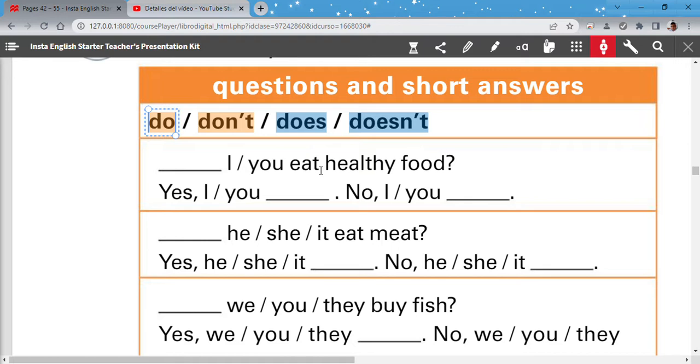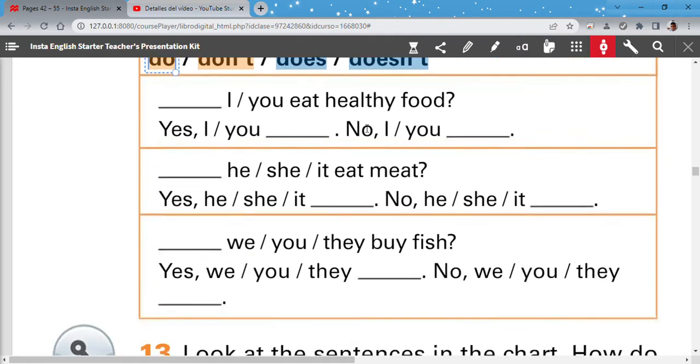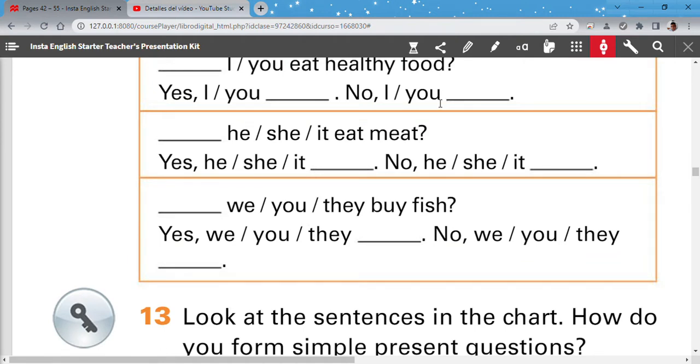We, you, and they buy fish. Do we buy fish? Do you buy fish? Do they buy fish? Yes, we do. Yes, you do. Yes, they do. No, we don't. No, you don't. No, they don't. Okay? Perfect. Remember, this space is from here. Don't get confused.